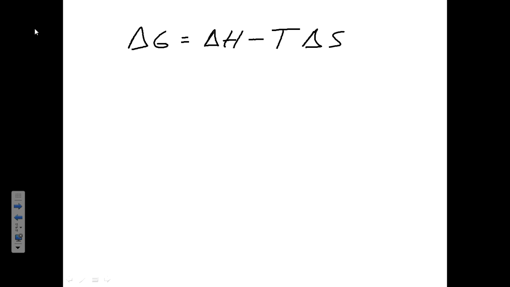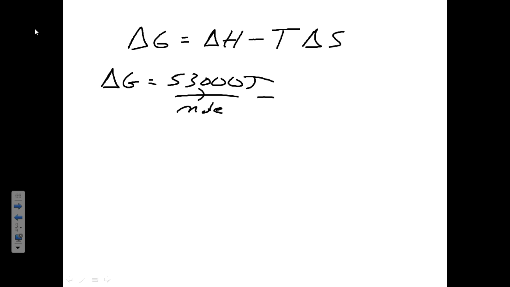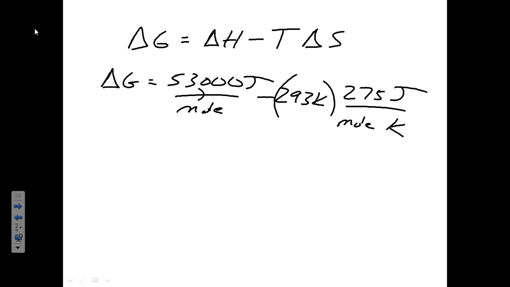Our problem gave us all those things. It's just a matter of plugging and chugging here. The enthalpy was given to us as 53,000. Temperature, they gave it to us in Celsius, but we converted it. 293 Kelvin. And the change in entropy was given to us as 275. And those are the units. Now notice that what happens to the kelvins? They cancel.